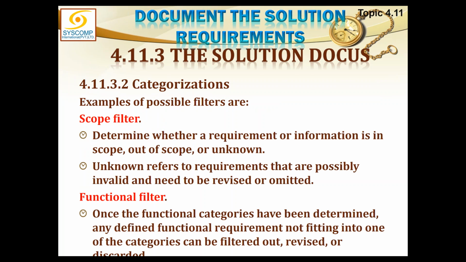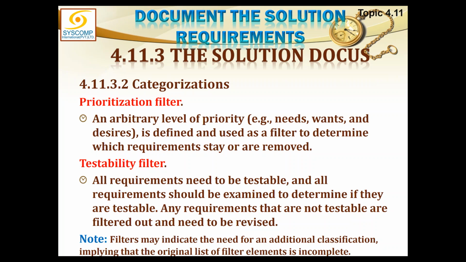Scope filter determines whether a requirement or information is in scope or out of scope, or even unknown. Unknown refers to requirements that are possibly invalid and need to be revised or omitted. Functional filter: once the functional categories have been determined, any defined functional requirement not fitting into any one of the categories can be filtered out, revised, or discarded. Prioritization filter: an arbitrary level of priority, needs, wants, and desires is defined and used as a filter to determine which requirements stay or are removed.